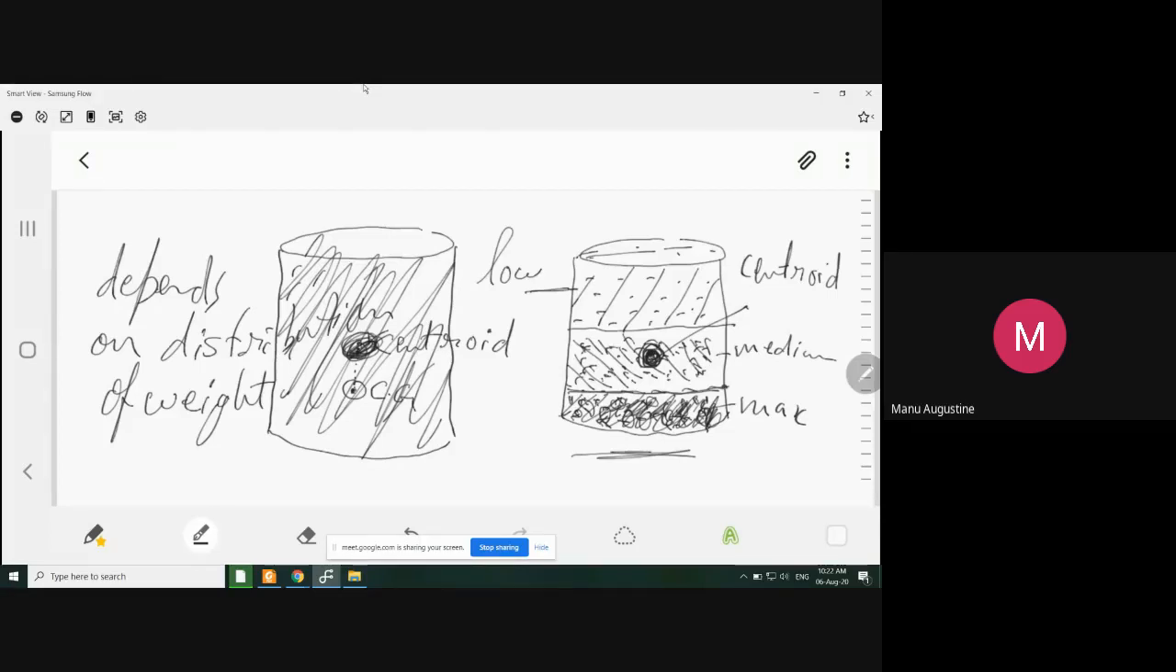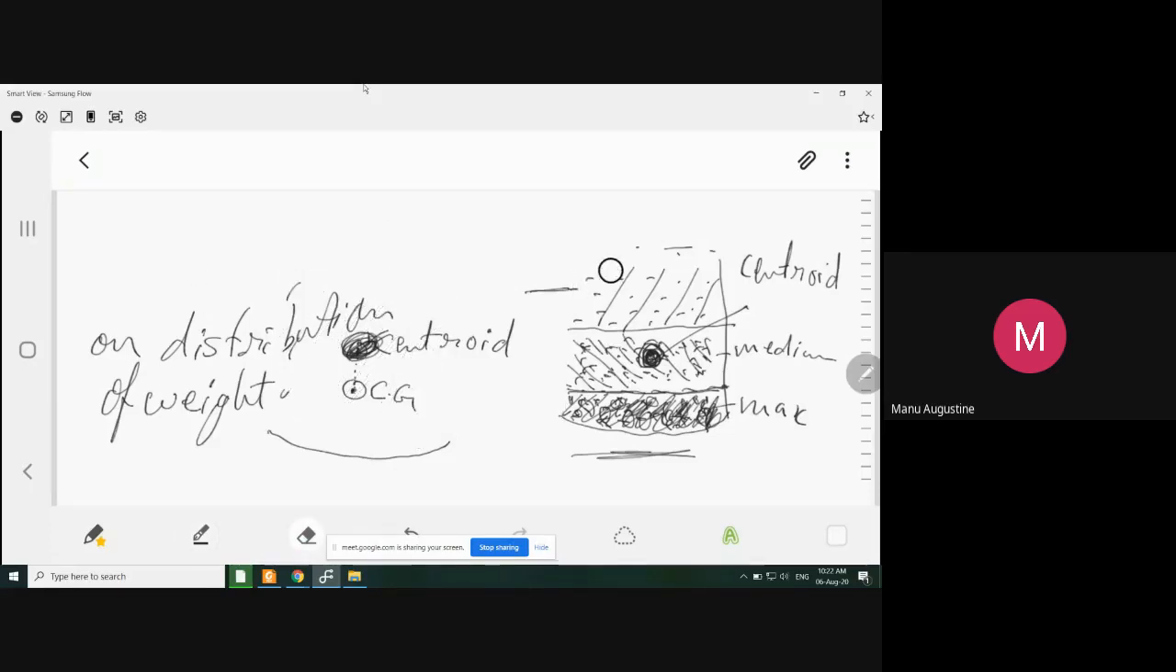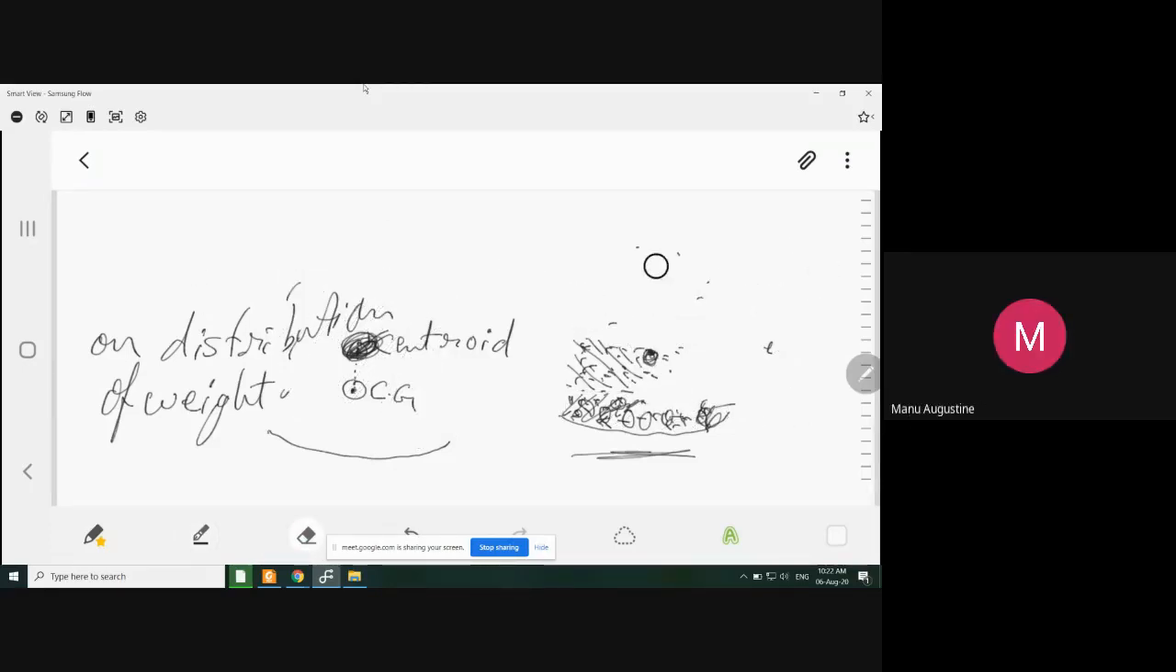Did you understand this concept or not? Please, somebody put on the microphone and tell me. समझ में आ गया? हाँ सर। ओके.